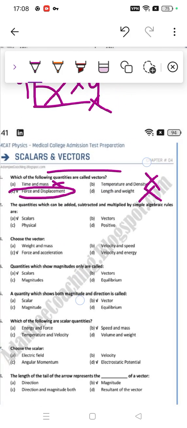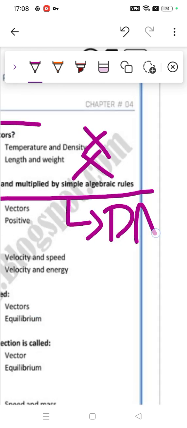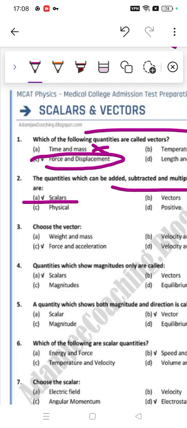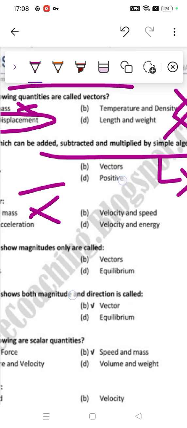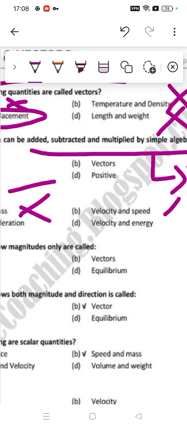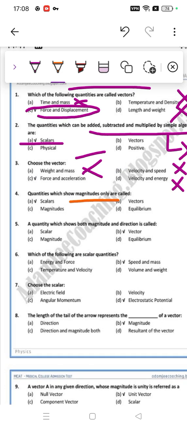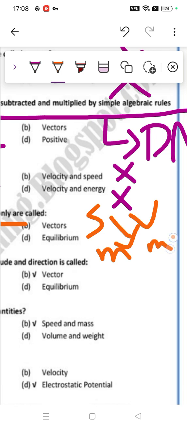The quantities which can be added, subtracted, multiplied, this means the quantity which obeys the ordinary rules, is called scalar. Okay, choose the vector. Mass means it's wrong, velocity and speed, velocity is wrong, velocity again wrong. This means force and acceleration are called vectors. The quantity which shows magnitude only is called scalar, we know scalars only represent magnitude, however vectors represent magnitude plus direction.